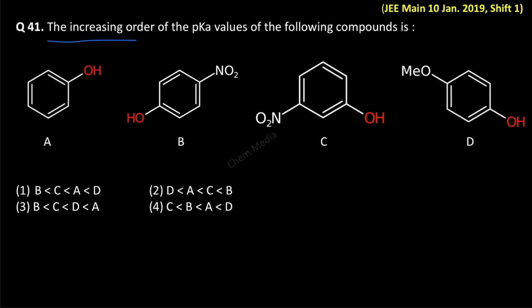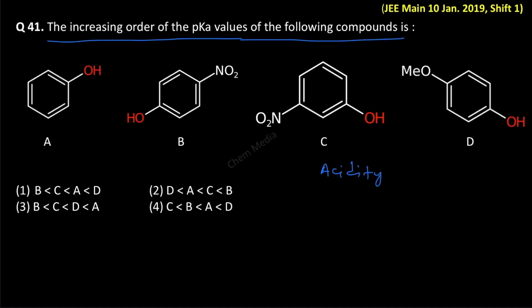The increasing order of the pKa values of the following compounds is which one? First of all, what is the connection between pKa values and these four molecules? We have phenol, paranitrophenol, metanitrophenol and paramethoxyphenol. The connection is acidity.